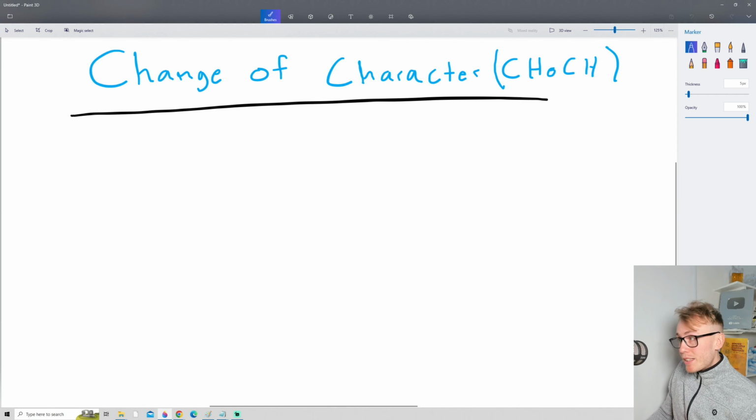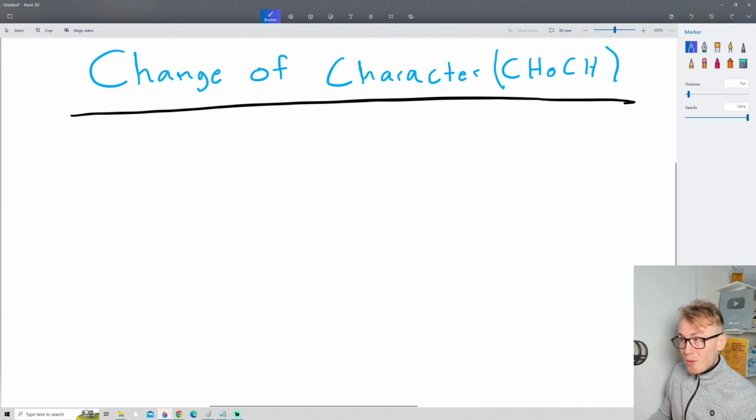Last but definitely not least, we have the change of character, or for short, CHoCH. Many traders actually use indicators to find the change of character, and that can be a good option, but in my opinion, being able to find the change of character on your own only by looking at the price is invaluable. Also, some indicators will provide false signals, so this is definitely something I recommend that all of you guys learn. So what is a change of character?